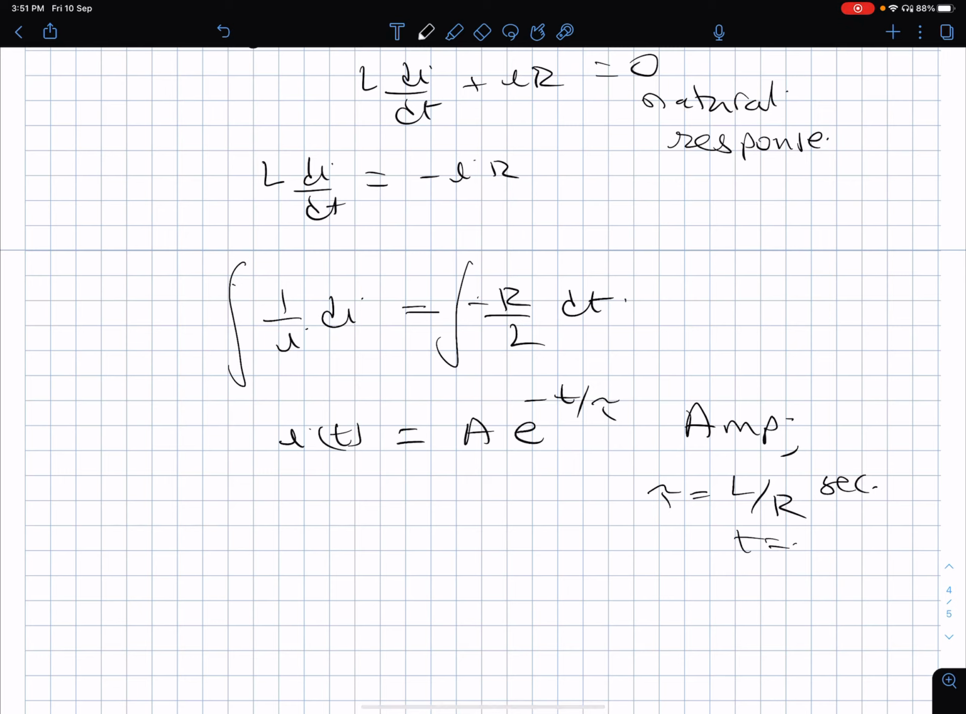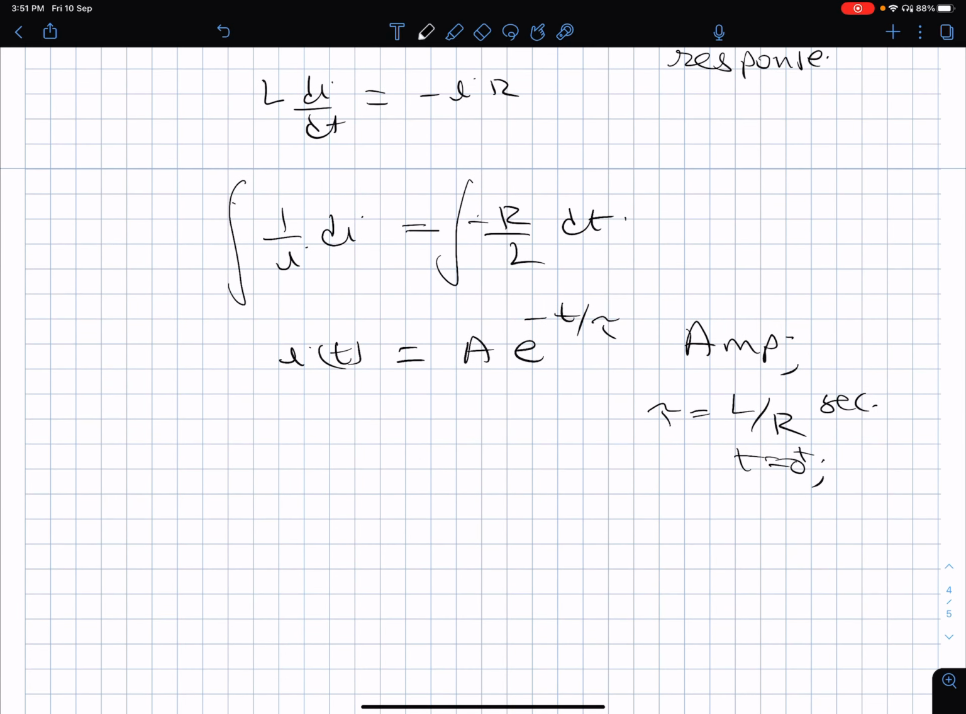So at t equal to 0 or 0 plus, to be more precise, meaning once the switch has moved, the current in the inductor cannot change instantaneously. Why can't current in the inductor change instantaneously?